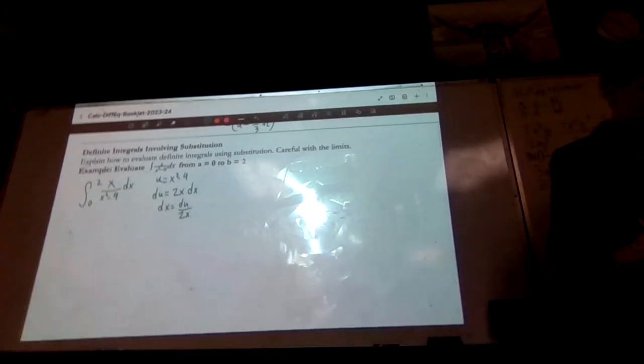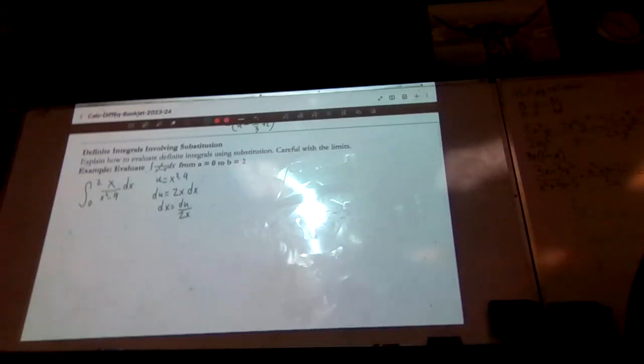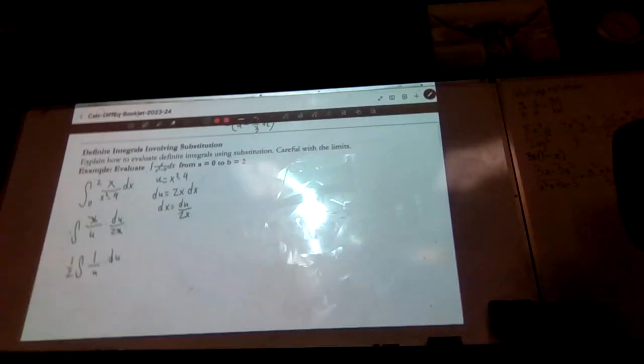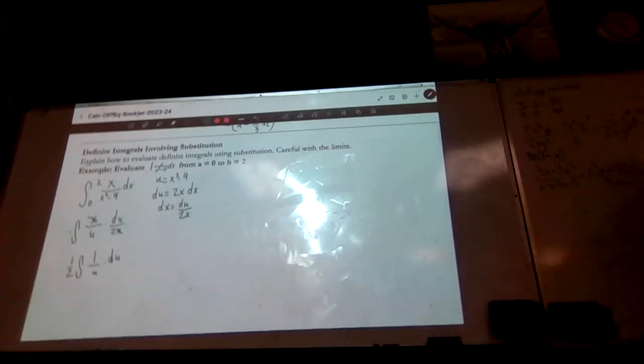Now, we have the integral of x over u times du over 2x. These cancel, and we're left with the integral of 1 over 2u, or I'll say 1/2 on the outside times 1 over u du. I always like to get those constants outside, especially at the beginning when you're integrating, so you can easily see, oh, that's an easy integral that I remember from our little chart, or, I remember what gives me that derivative.